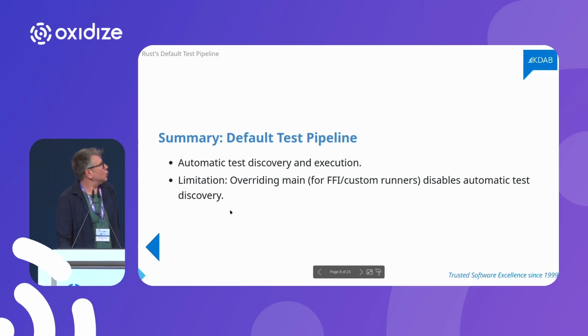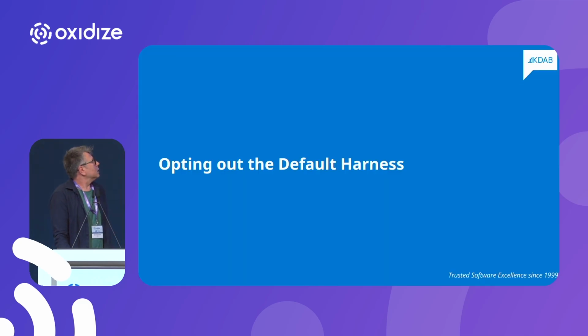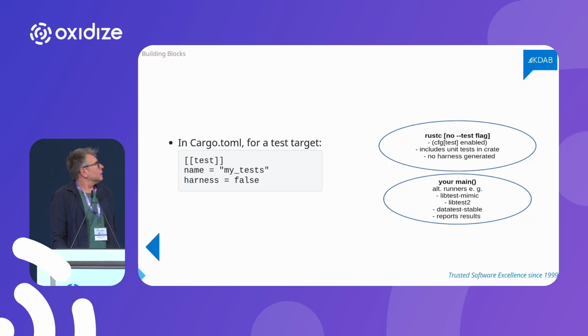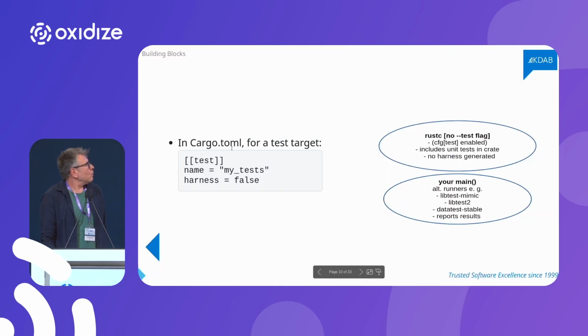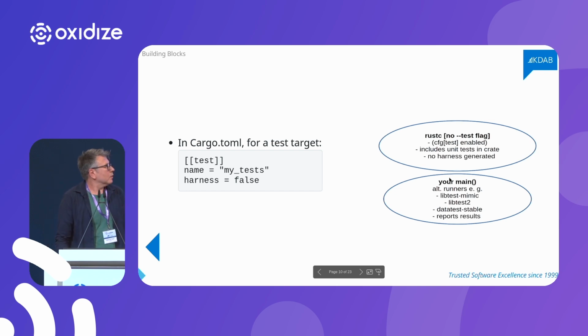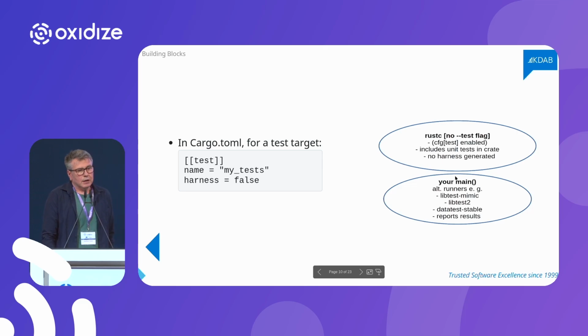Next, we'll look into what is going to happen if we opt out of the default test harness. Basically, the Rust compiler will be invoked without the --test flag, and you will need to provide your own main. In your main, you have different options. You will need to think about how to discover your test cases and also how to run your test cases.